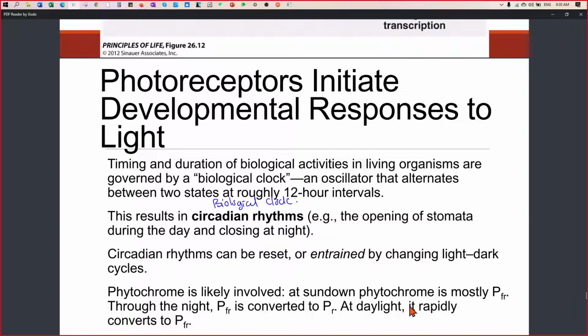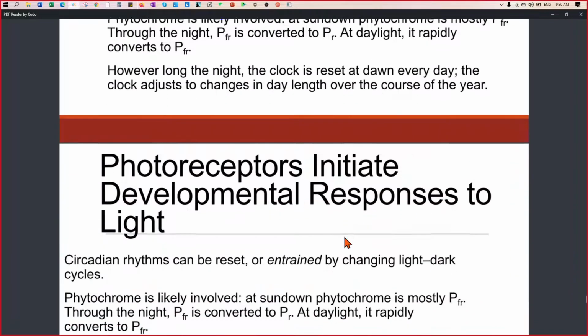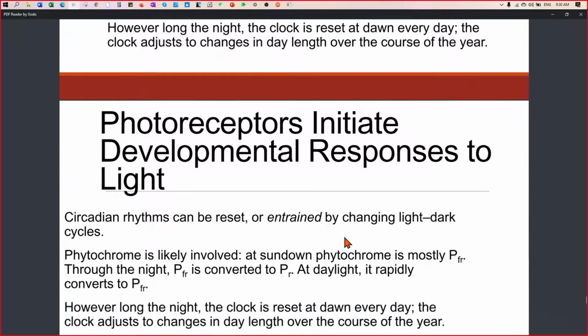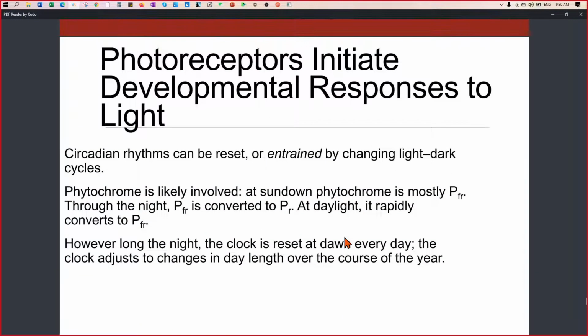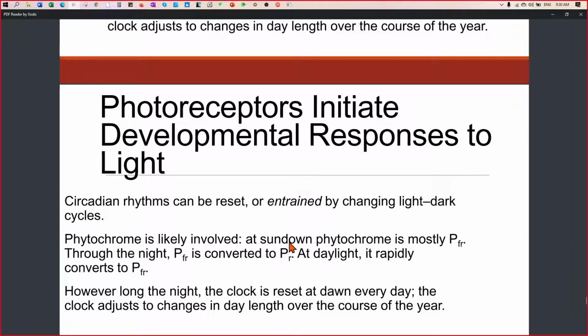Okay, because some plants need to have a regular amount of active phytochrome and inactive phytochrome. The ratios need to be correct so that it knows, oh, this is day, this is night. So that's why I am highlighting this, okay?